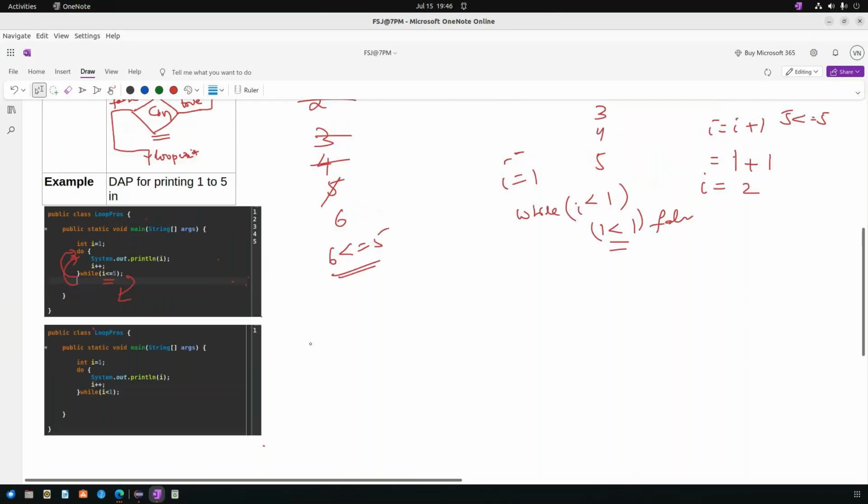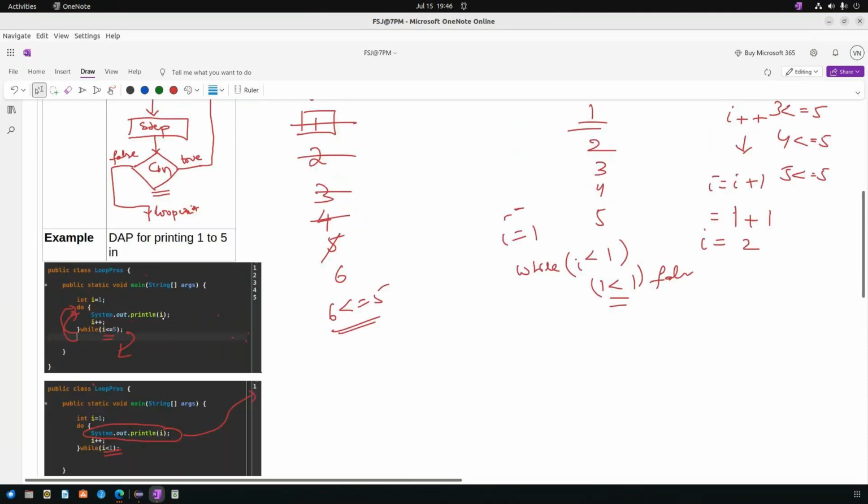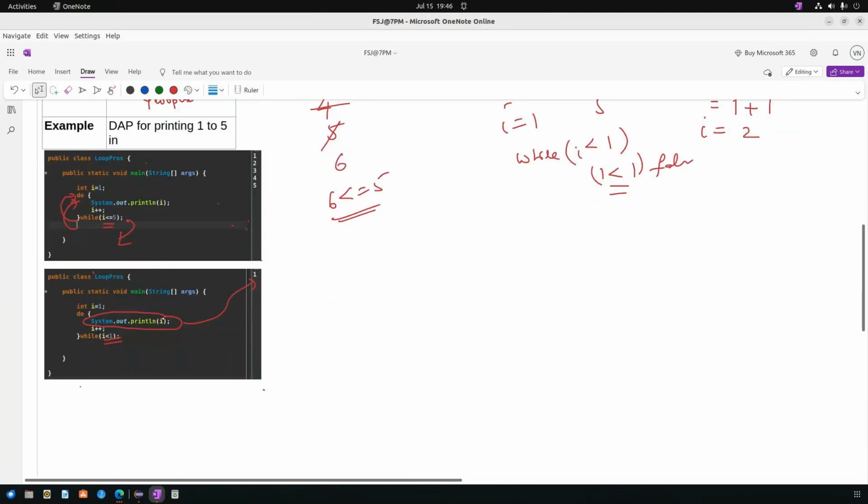Right. So in this way, you are looking at the do while. In do while, what will happen? At least one execution will take place even if the condition is false. So that's the way you look at things basically. That's how the do while is shaped up generally.